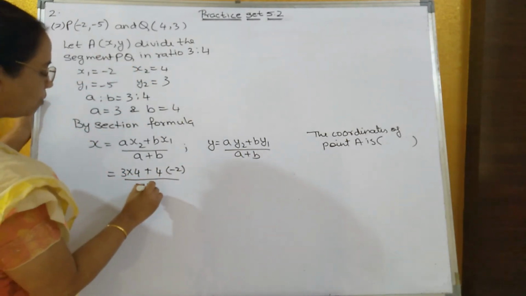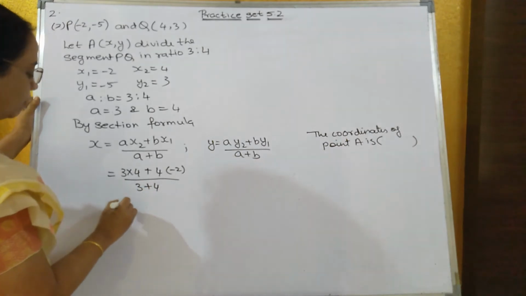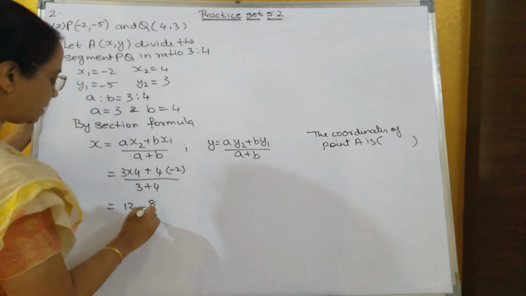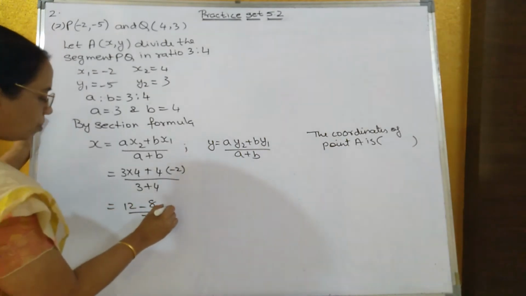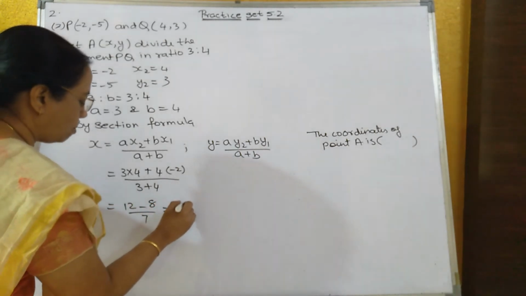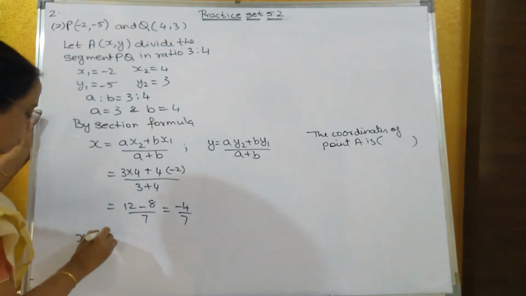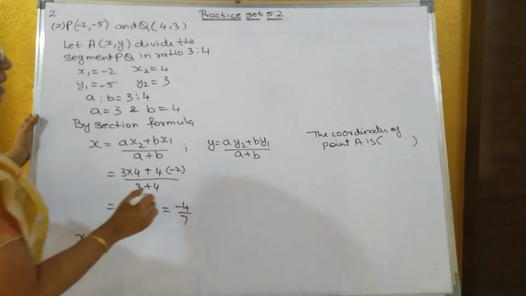3 plus 4. So that is equal to 3 4s are 12 minus 4 2s are 8 upon 7. So that is equal to minus 4 upon 7. So x is equal to minus 4 upon 7. Now you'll find out y.